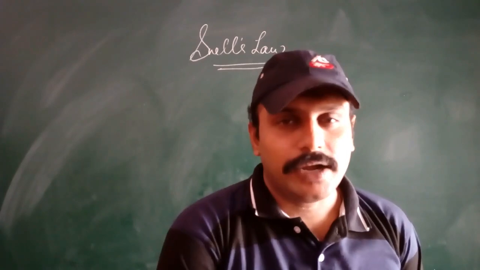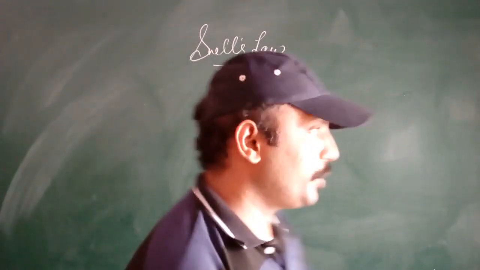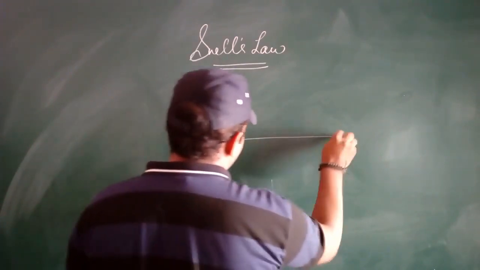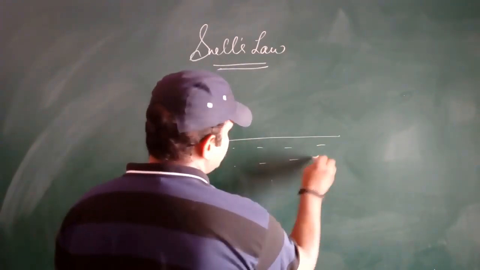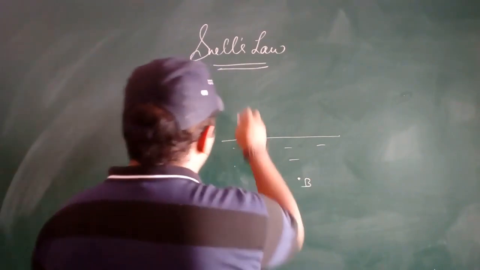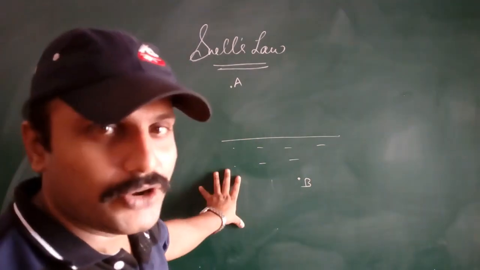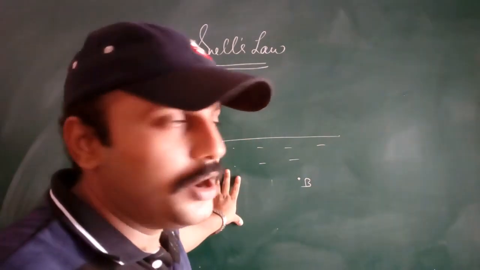Here, think that your friend is drowning in the water. Now you want to save your friend. Think that this is the river. Your friend is at position B, and you are at position A. Your friend is drowning in the water, and you want to save your friend.